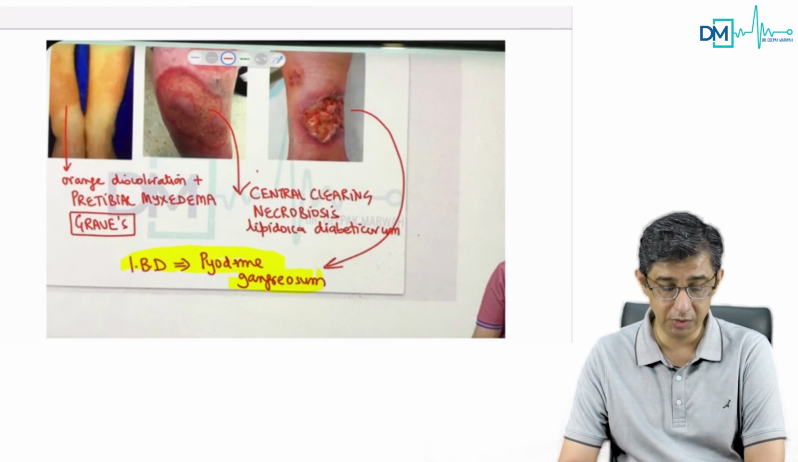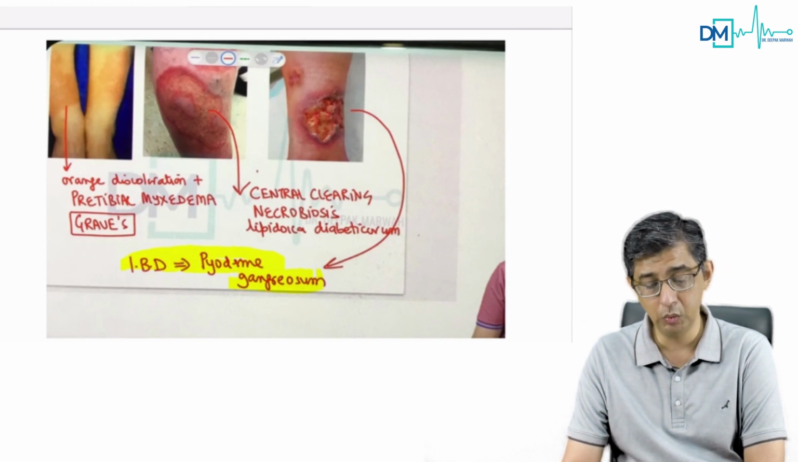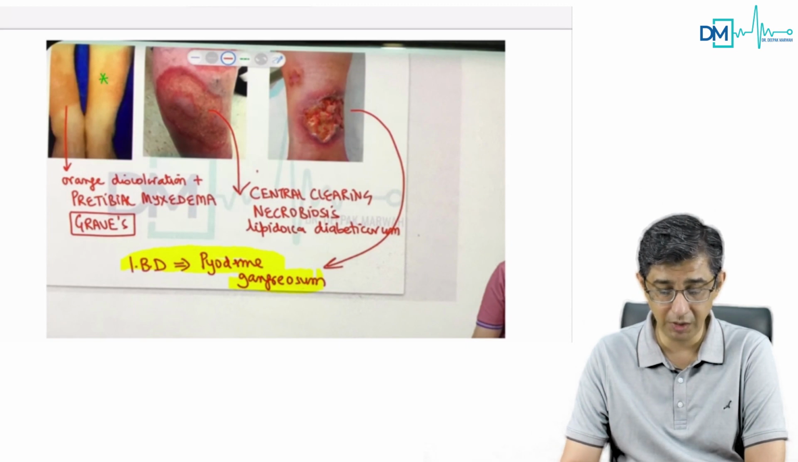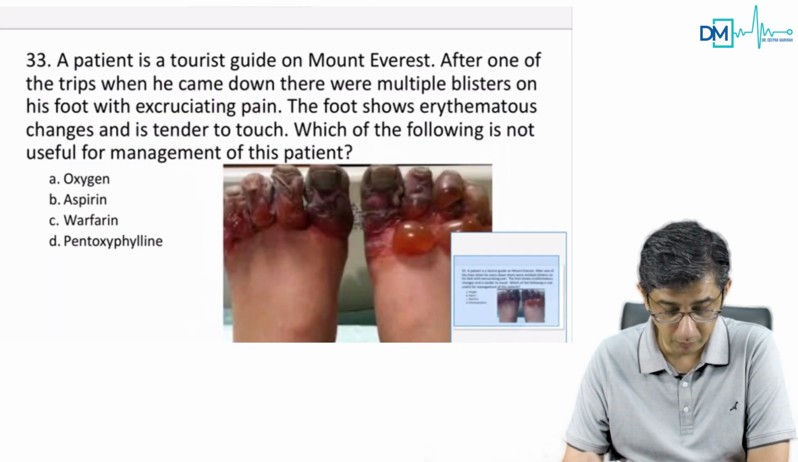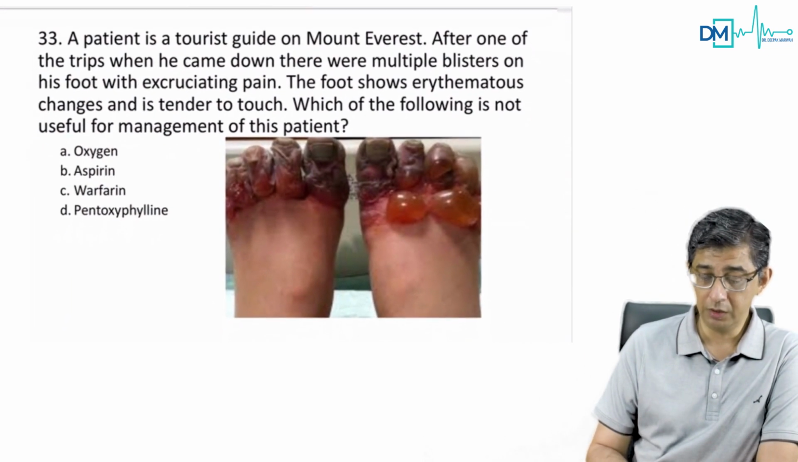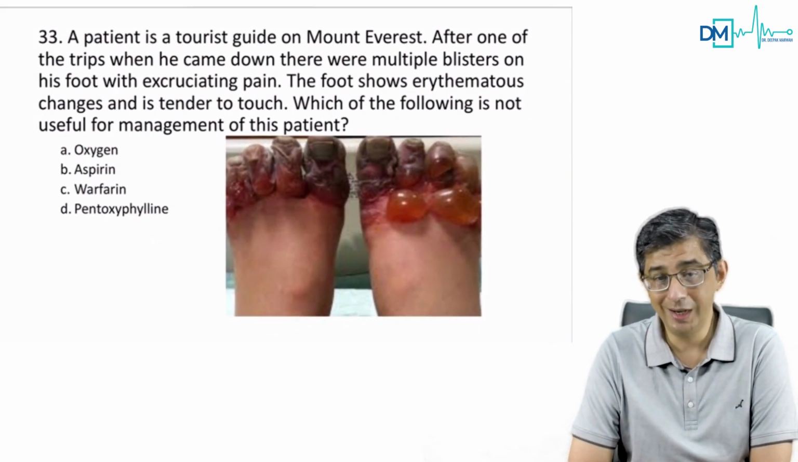In fact, two images directly related to those shown even in the rapid revision part are pretibial myxedema and pyoderma gangrenosum. Moving ahead, the surgeon would also like to talk about this question, but I'll do my part.